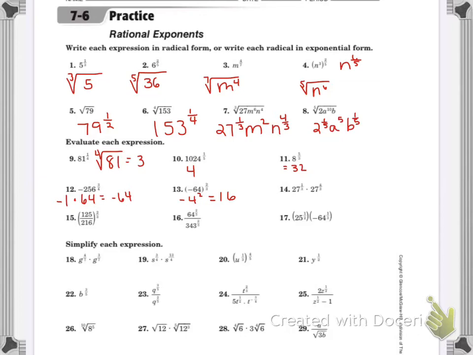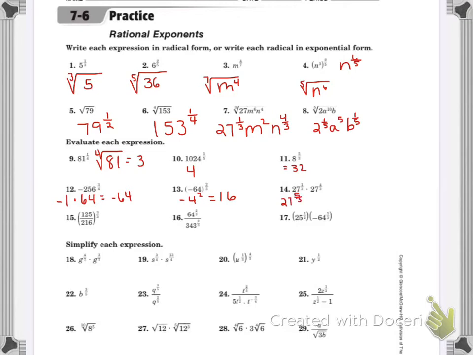In number 14, you're going to use your laws of exponents, which tell you to add exponents when you're multiplying with the same base. So our base is 27. We're going to be able to add 1/3 and 4/3. Well, what's 1/3 plus 4/3? 5/3. So we're going to be able to take 27 to the 5/3.